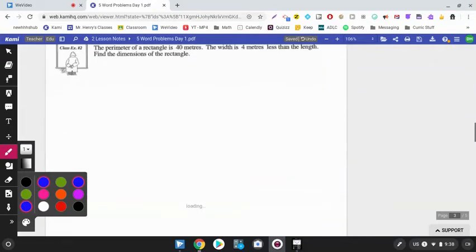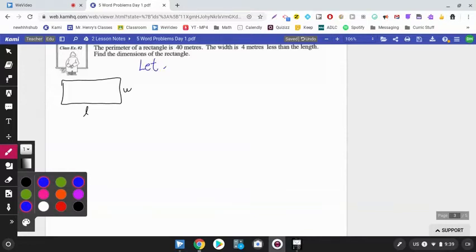Next one. The perimeter of a rectangle is 40 meters. The width is 4 meters less than the length. Find the dimensions of the rectangle. So I'm going to make a let statement. I'm absolutely going to make a let statement. But I'm also going to draw a picture, where I talk about length and width. And that is my let statement. The picture probably tells me enough. I know what my variables mean, but I'll make the let statement anyways.